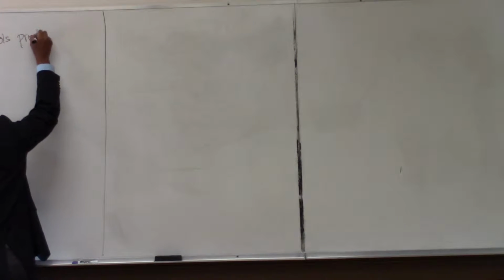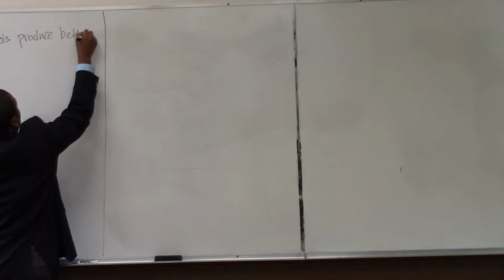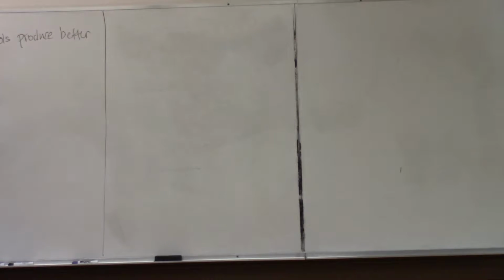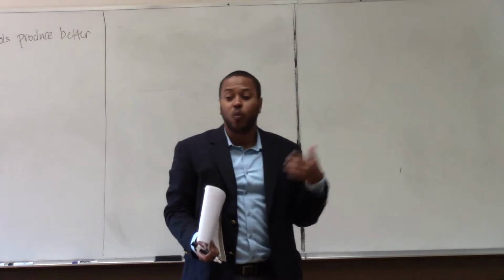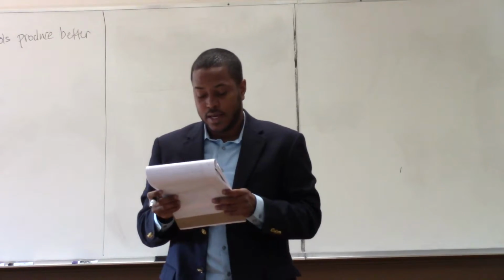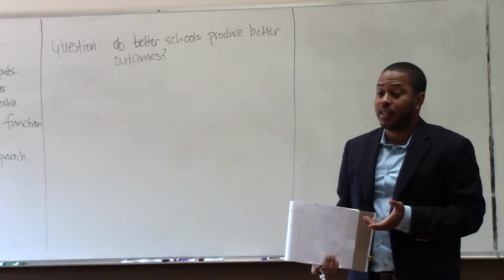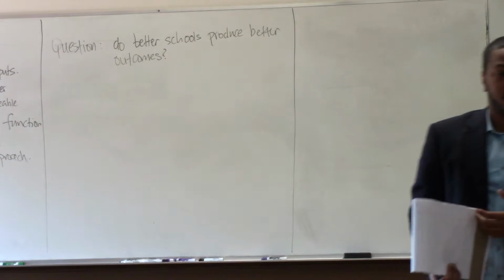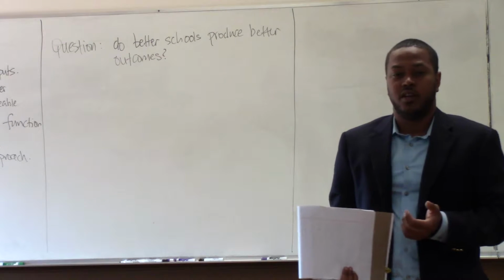So in this unit, the question that we want to ask is, do better schools produce better outcomes? And to make progress on this, we have to really ask ourselves, what does it mean to have a better school? And also we have to define what are going to be the outcomes that we're going to be looking at, right? And so what might be a notion that we might use to define a better school?